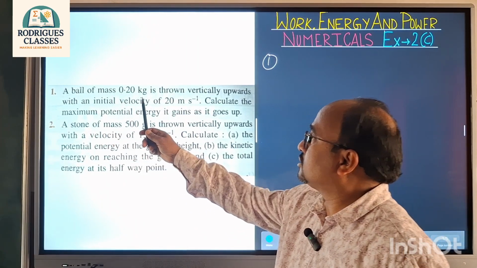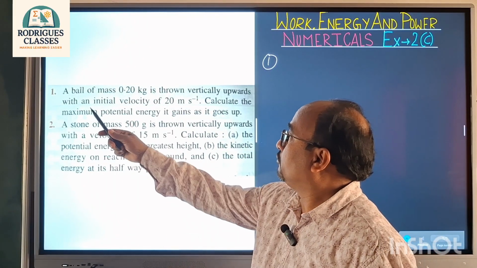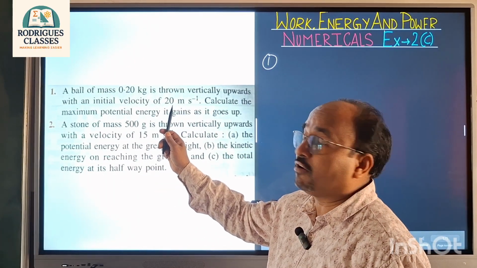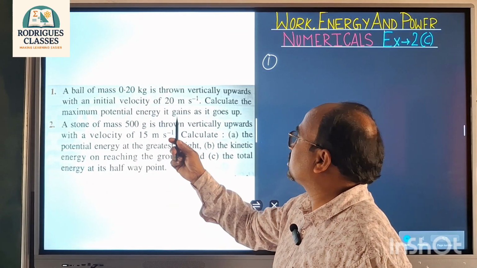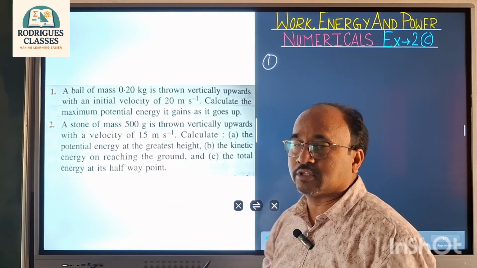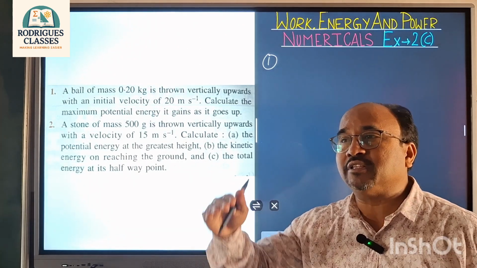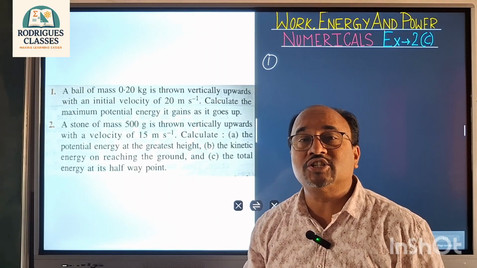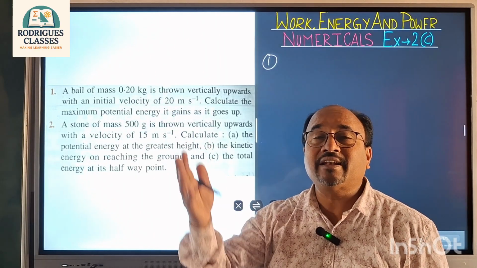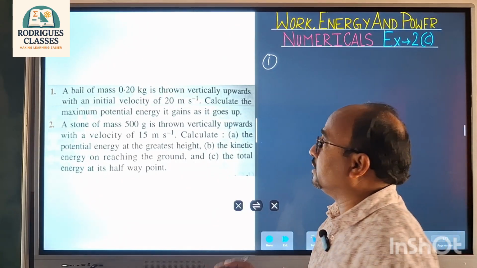A ball of mass 0.2 kg is thrown vertically upwards with an initial velocity of 20 meter per second. Calculate the maximum potential energy it gains as it goes up. So when we need to know the maximum potential energy, it means it is the highest point. So at the highest point, whatever was the initial kinetic energy will get converted to potential energy. So this concept only we will apply here.